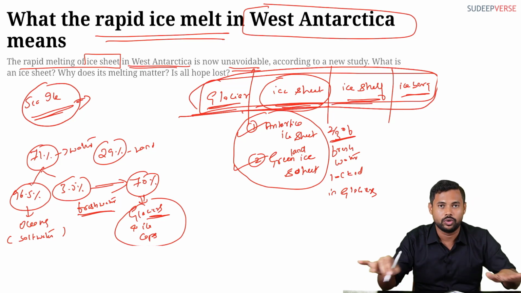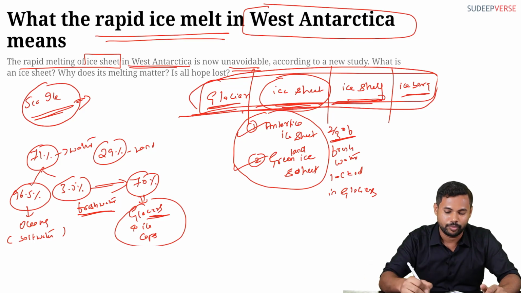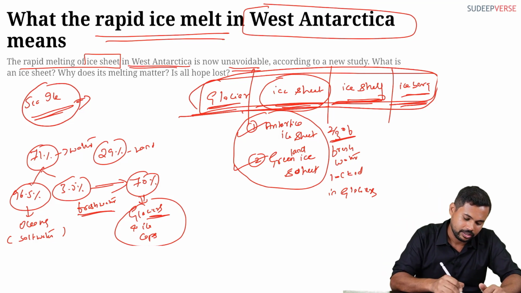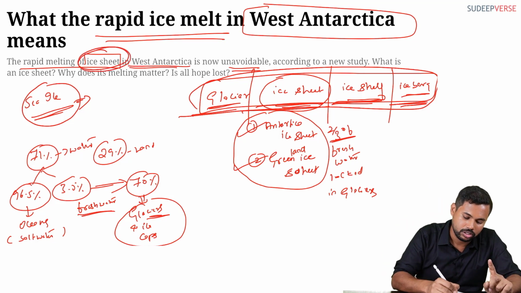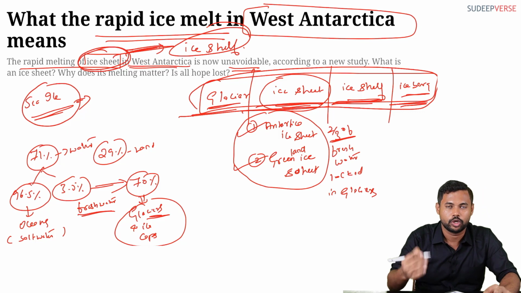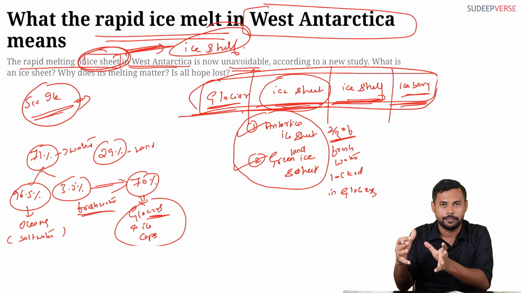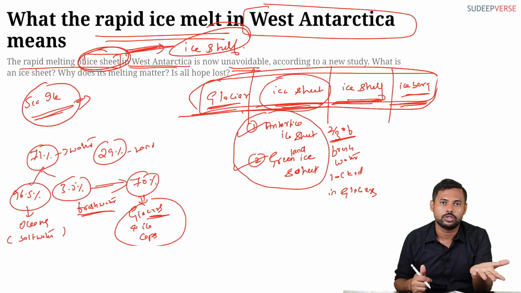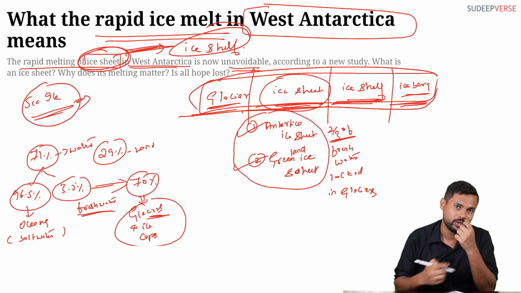These ice sheets, when they spread over the oceans, are known as ice shelves, and the ice shelves break into smaller parts known as icebergs. The melting of the ice sheet, what they are telling, is mainly because the ice shelf is melting very fast. If the ice shelf melts, it will result in ice sheet melting, because the ice shelf was the one that was actually inhibiting the movement of the ice sheet into the oceans. If the ice shelf is not there, then the ice sheet can easily move into the oceans.